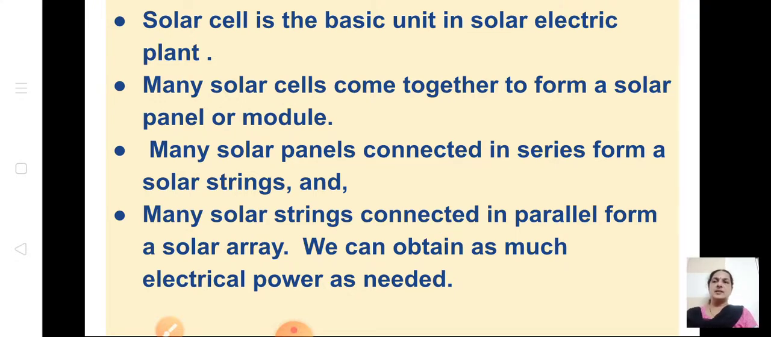The solar cell is the basic unit of a solar electric plant. Many solar cells come together to form a panel or a module. I'll show you the figure. Many solar panels connected in series form the solar strings, and many solar strings are connected in parallel to form a solar array. So we can obtain as much electric power as needed by connecting in series and parallel. You can see here, first is the solar cell.